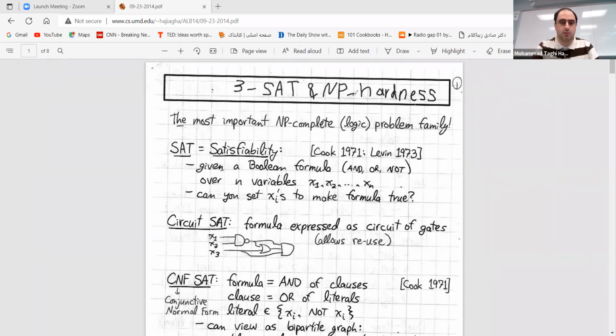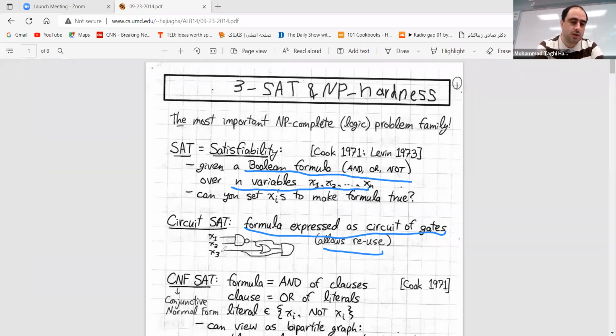Now, let's go through this one. I will go through this a bit faster, because we already talked about some of them. So satisfiability: we are given n variables, each of these variables can be true or false, and we have a Boolean formula with and, or, not, and we want to solve it. That is the satisfiability problem. The circuit SAT problem is the one where this formula is expressed as a circuit of gates. And that is important. We will talk about this kind of representation of problems later as well.